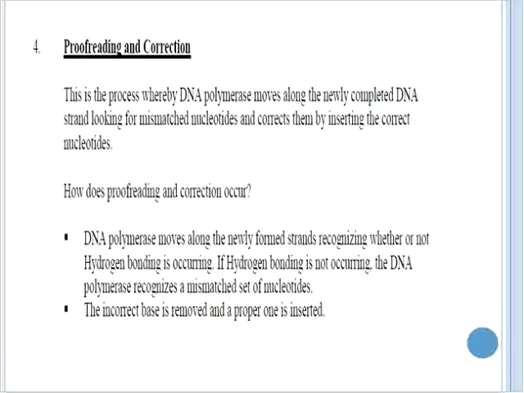The final stage involves proofreading and correction. Proofreading is the process whereby DNA polymerase moves along the newly completed DNA strand, looking for mismatched nucleotides and correcting them by inserting the correct nucleotides. This occurs as DNA polymerase moves along the newly formed strand, recognizing whether or not hydrogen bonds are occurring. If they are not, the DNA polymerase recognizes a mismatched set of nucleotides. As a result, the incorrect base will be removed and a proper one inserted.